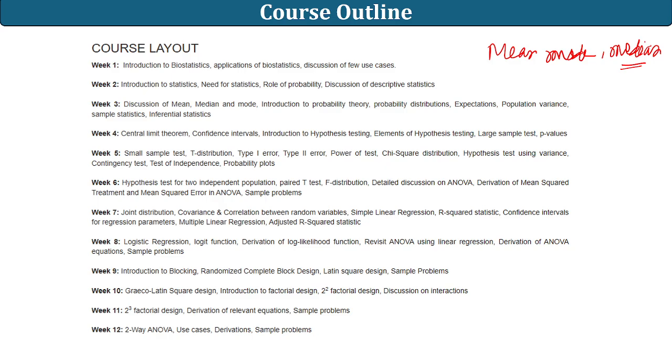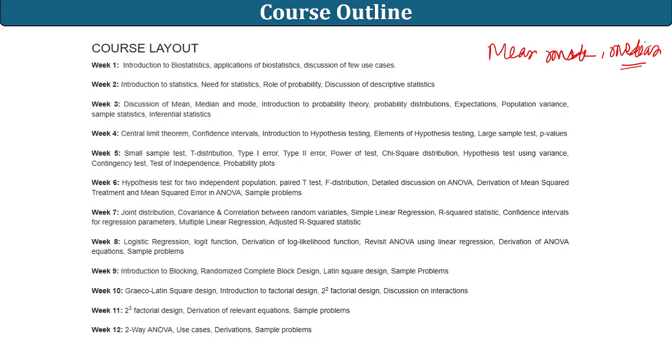Then we checked the chi-square test. The chi-square test is something we use when we don't want to go into the normal populations and all. Then we checked hypothesis testing for variance, then the contingency test, and then the probability plot. In the probability plot we saw what happens when it goes toward the normal distribution. It means it will be a straight line fit.